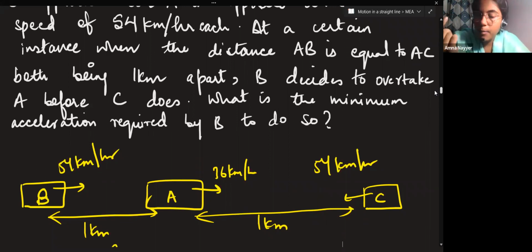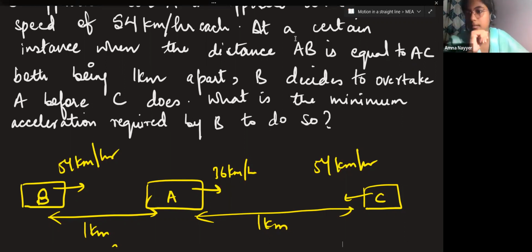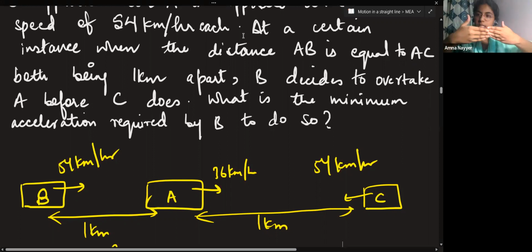So right now what happens, B decides that I have to increase my acceleration, my speed, or I have to reduce my acceleration or speed or anything according to the situation. But I have to do it before C does. Before C crosses this point, I want to overtake this. This happens. So there was a minimum acceleration required.